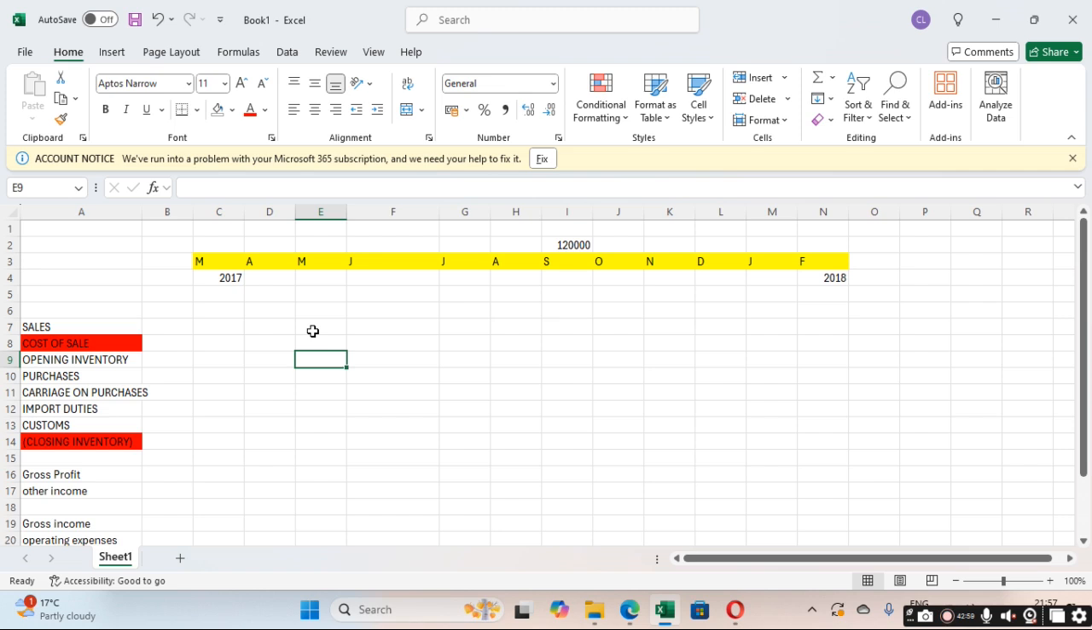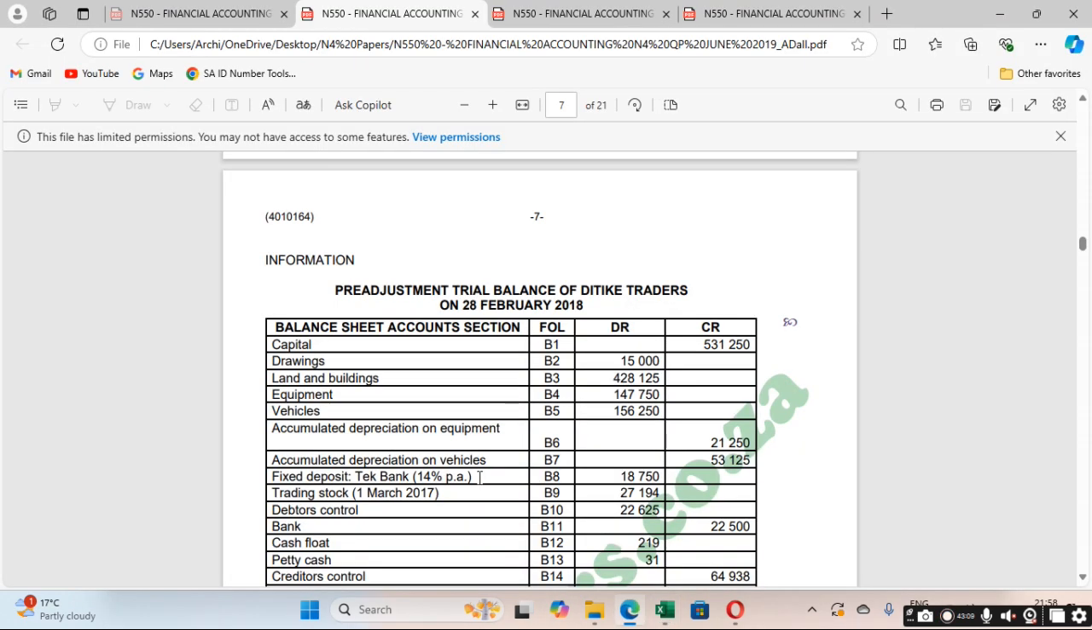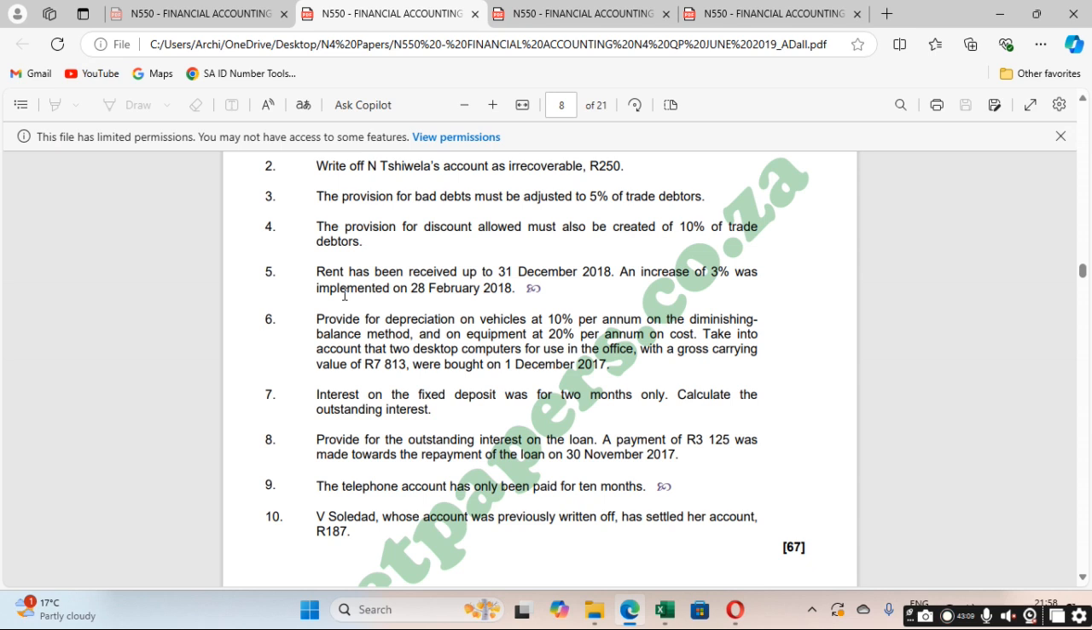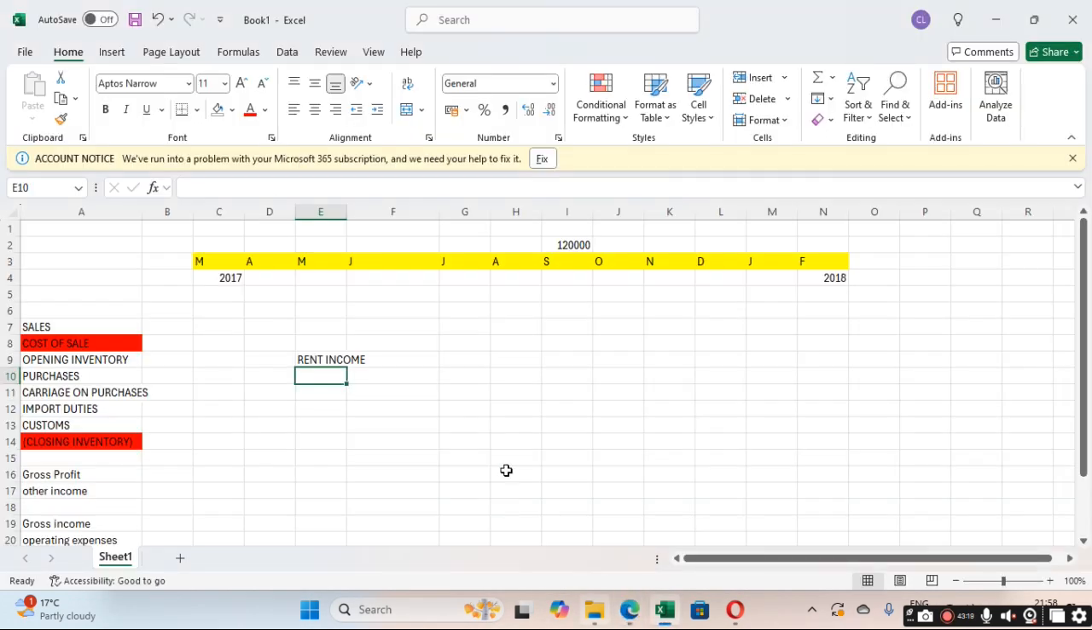Rent. So we're doing our rent income. What are they saying again? They said rent has been received up to 31st December 2018. Oh yeah, 31st December 2018. So meaning we're still short of this last 2 months.